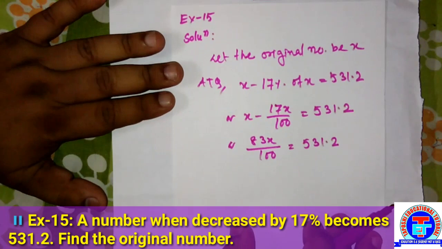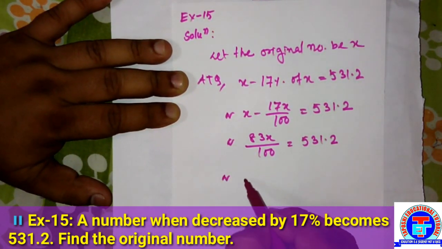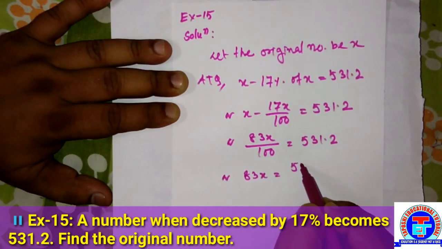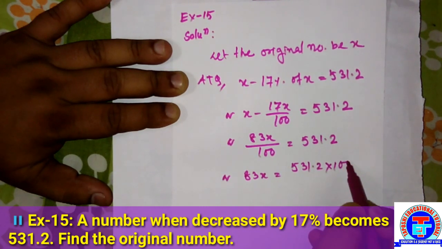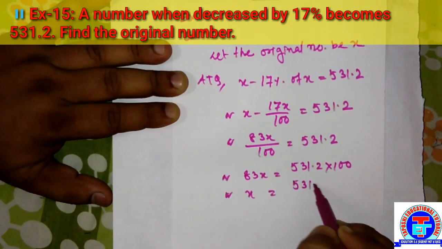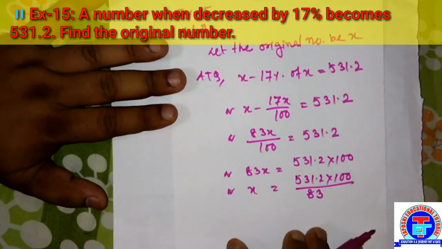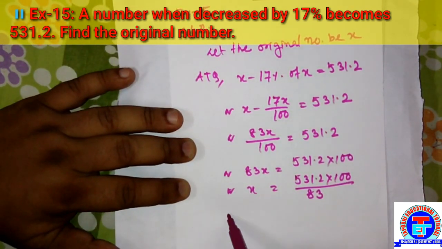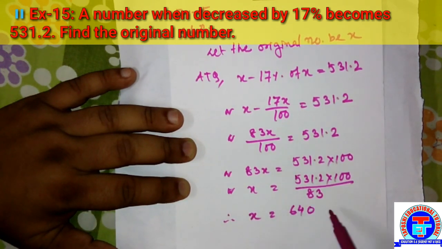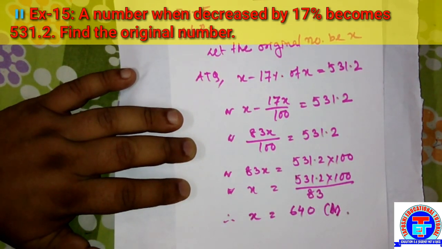Now or we write this one 83x is equal to 531.2 into 100, or x is equal to 531.2 into 100 divided by 83, right? So we solve this problem, then we get, therefore x is equal to 640. This is the answer. Okay, I hope student you clearly understand.